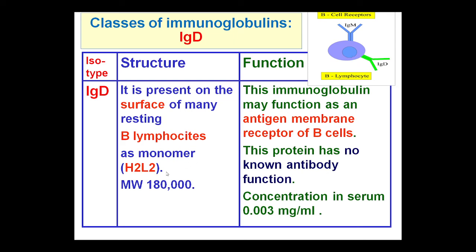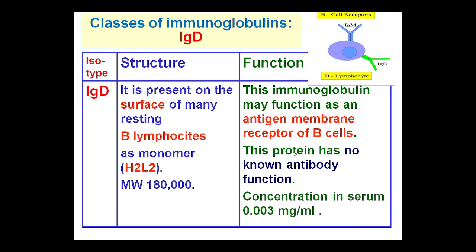Formula two heavy, two light chains, molecular weight is 180 kilodalton. IgD has only one function, antigen membrane receptor of B lymphocyte. Other functions known for antibodies are atypical for this immunoglobulin.